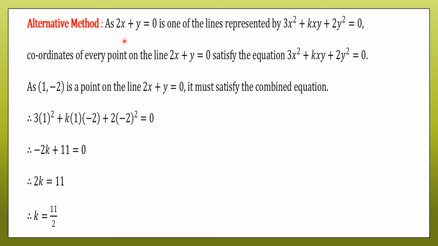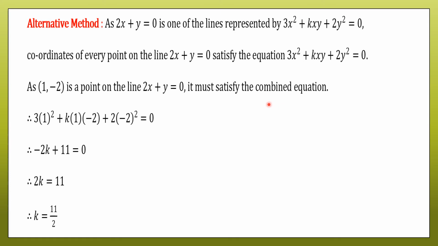Alternative method. As 2x plus y equal to 0 is one of the lines represented by 3x square plus kxy plus 2y square equal to 0, then the coordinates of every point on the line 2x plus y equal to 0 satisfy the equation 3x square plus kxy plus 2y square equal to 0. Suppose in this line we take x equal to 1, then we get y equal to minus 2.